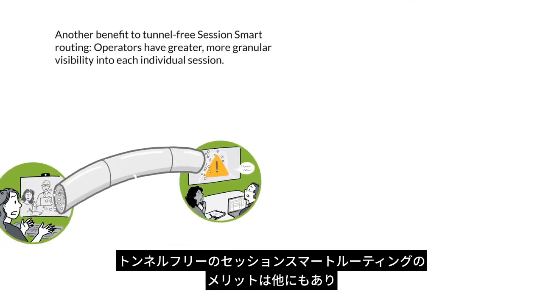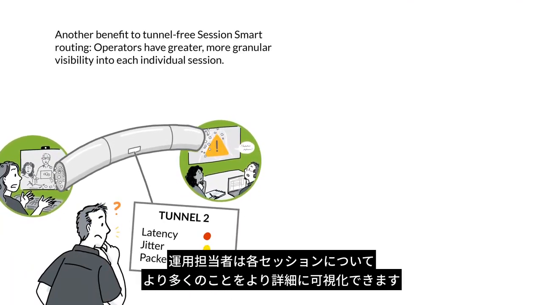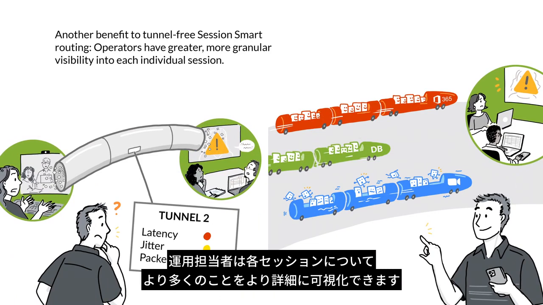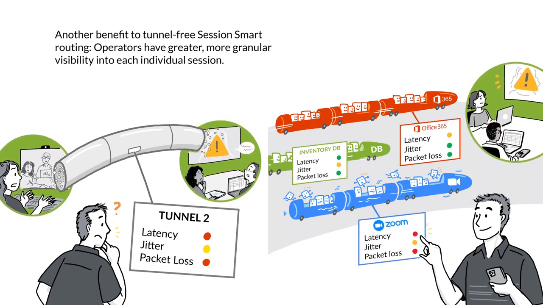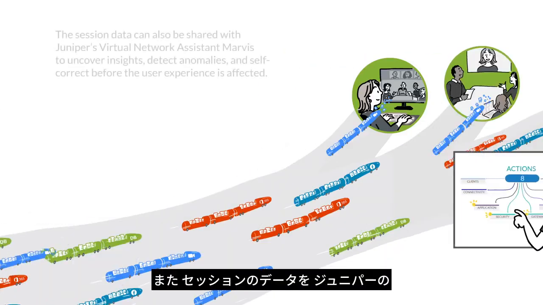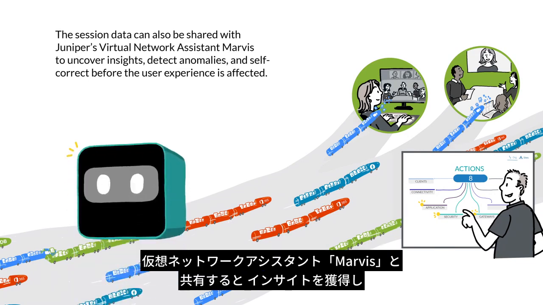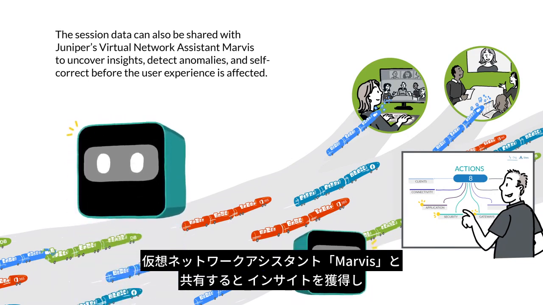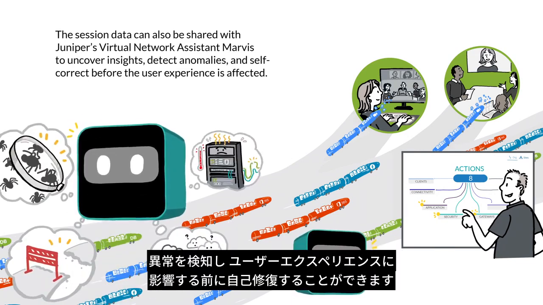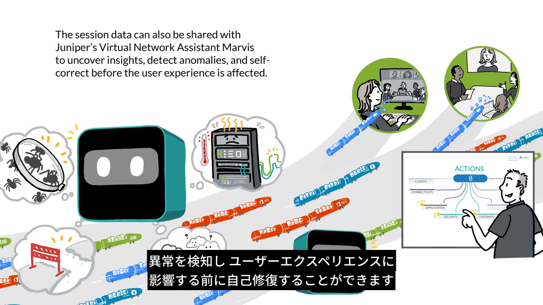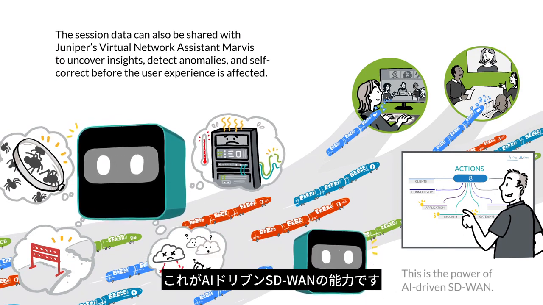Another benefit to tunnel-free Session Smart routing, operators have greater, more granular visibility into each individual session. The session data can also be shared with Juniper's virtual network assistant, Marvis, to uncover insights, detect anomalies, and self-correct before the user experience is affected. This is the power of AI-driven SD-WAN.